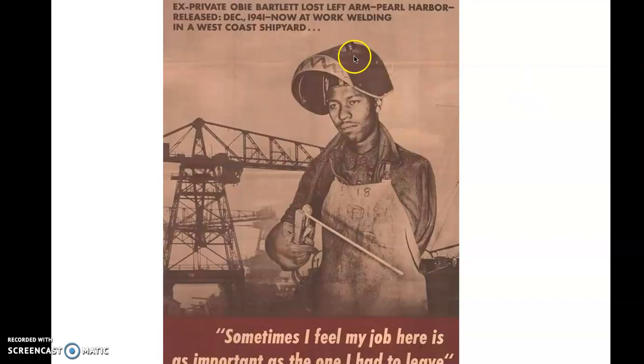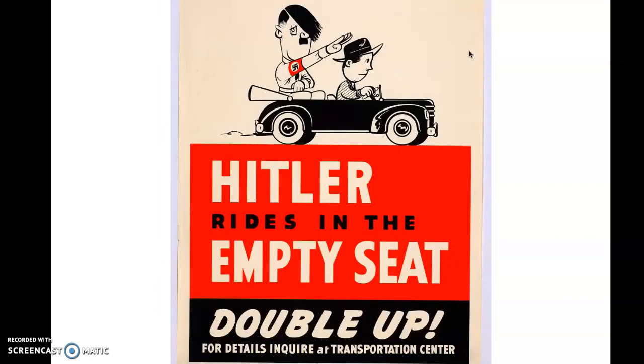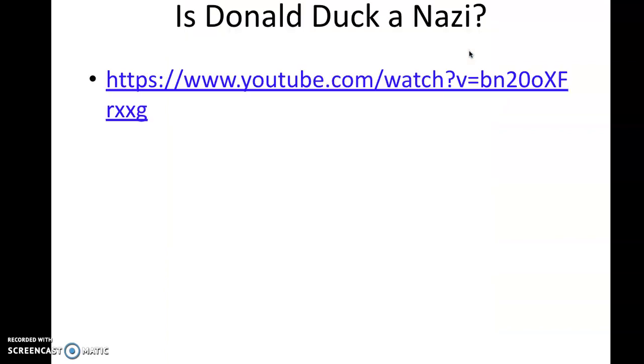And actually, the use of people of color at this point is also really important to the entire war effort. This is talking about the importance of carpooling. "Hitler rides in the empty seat, double up." That way everyone's transporting together. You don't need to use as much gasoline, tires, fuel, all that stuff. Essentially, riding alone is bad for the country.